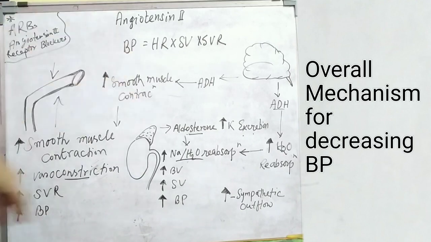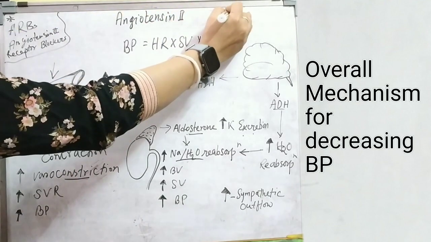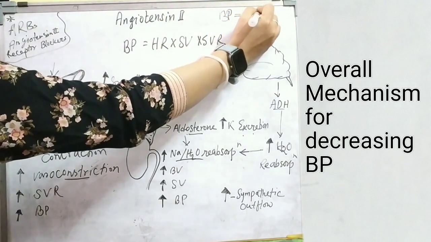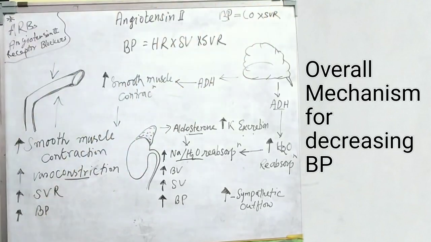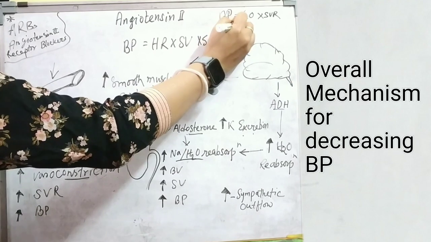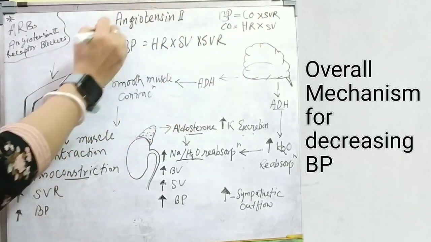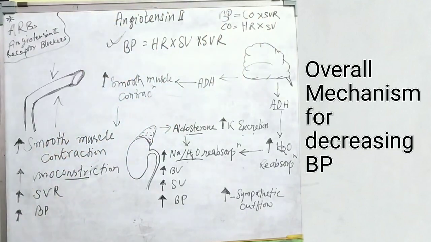By knowing this, first of all, here is a quick reminder of the blood pressure equation. We know that BP equals cardiac output times systemic vascular resistance, and cardiac output means heart rate times stroke volume. So we get BP equals heart rate times stroke volume times systemic vascular resistance. One by one you can see how the mechanism takes place.